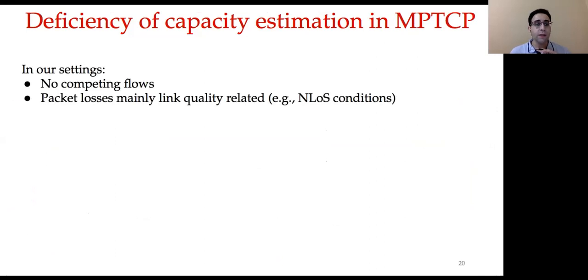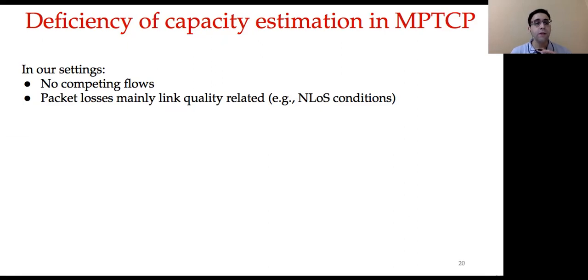However, in our settings, there are some key characteristics that are different from other environments where multipath TCP has been commonly used. First, in TV white space backhaul, there are no competing flows. That means there is no actual network congestion, and achieving network fairness between competing flows is not important. Second, the majority of packet drops in the backhaul environment is due to poor link quality, especially in non-line-of-sight environments.